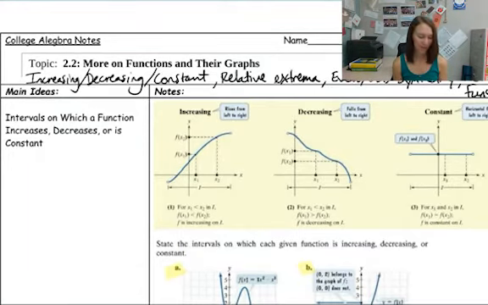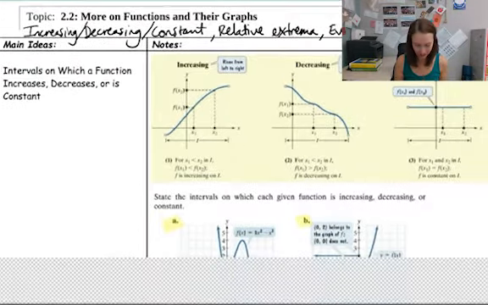Class. Today we're going to be going over section 2.2 for college algebra. There's a lot in this section, so it's going to be a little longer of a video. We are going to look at increasing, decreasing, and constant intervals, relative extrema, how to determine even and odd symmetry, and piecewise functions. There's a lot in this section for sure. So I'm going to run through it fairly quickly as I can. So we'll see how we go here.